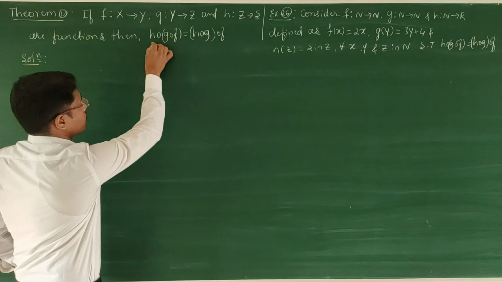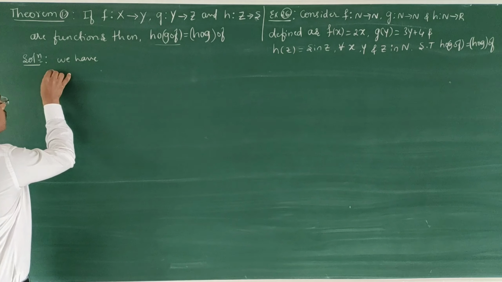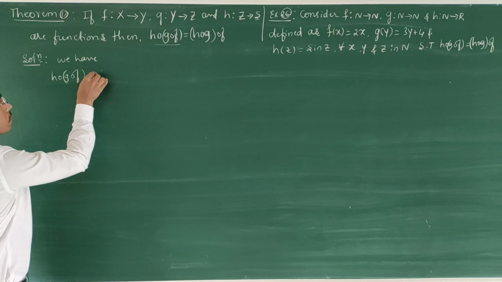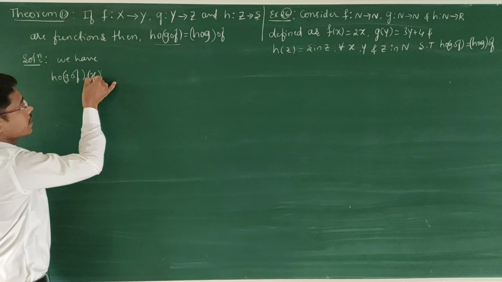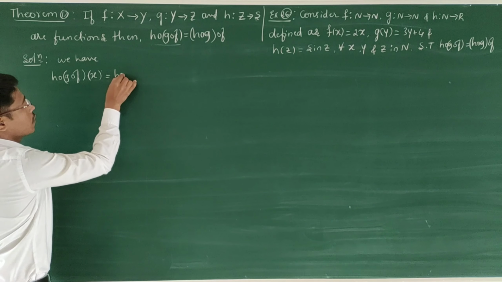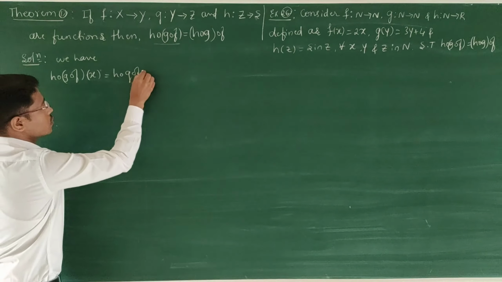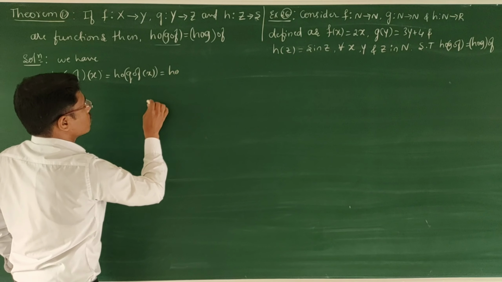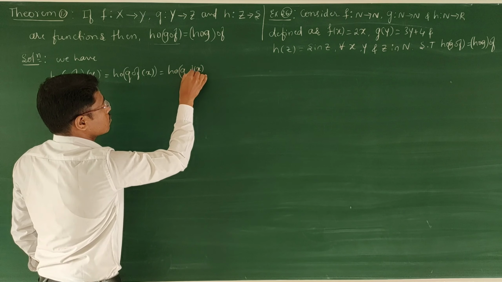So first take h composition (g composition f) of x. I am taking input x because for f the input is x, for g it is y, and for h it is z. Okay, this is equal to h composition g, take x inside, of (g composition f)(x). So this is equal to h composition g of f(x), removing the composition.